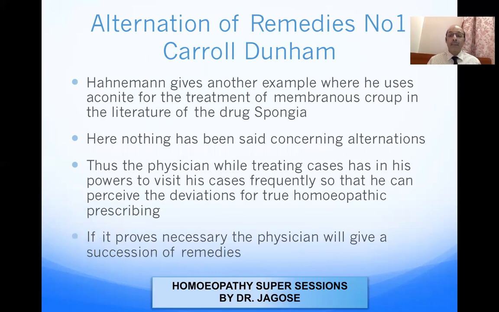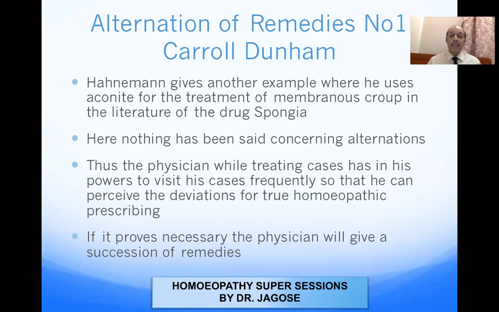Hahnemann gives another example where he uses aconite for the treatment of membranous croup in the literature of the drug Spongia. Here nothing has been said concerning alternations. Thus, the physician, while treating cases, has in his power to visit his cases frequently so that he can perceive the deviations for the true homeopathic prescribing.